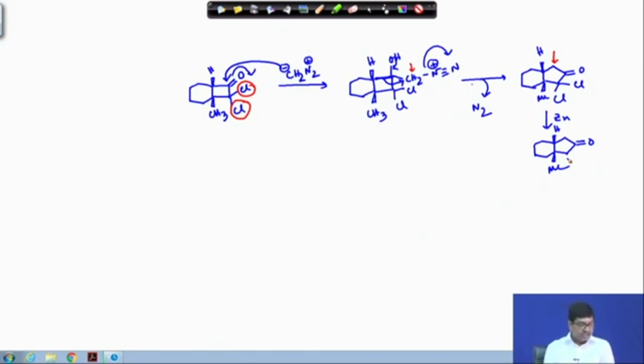Okay. So, these are different types of rearrangement reactions that we have discussed now. Okay. Thank you.